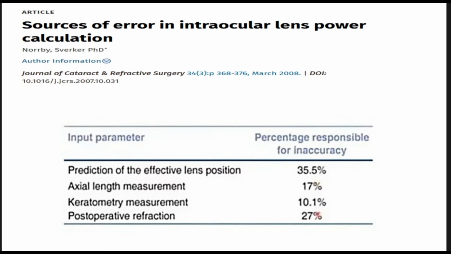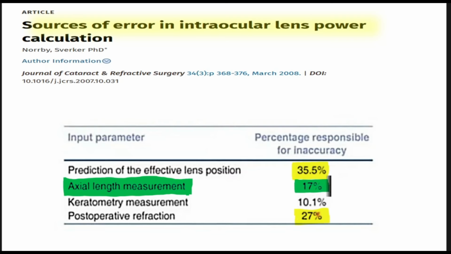Now let us discuss how much these factors account as the sources of errors in the intraocular lens power calculation. The first one is the prediction of the effective lens position. If you observe, this contributes the maximum percentage responsible for inaccuracy in the IOL power calculation. Then we have the post-operative refraction. Then we have the axial length measurement errors accounting for 17% of the inaccuracies. Then we have the keratometry measurements.